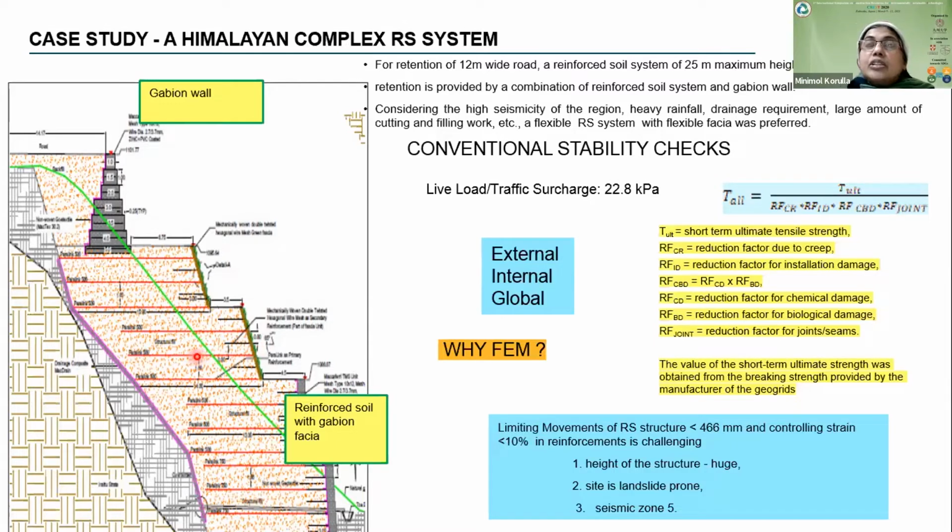So this structure, one of the main features which is making it more prone to movement is its geometry itself. It is a 25-meter high structure, and this is in an extremely complex environment. It is in a Himalayan condition where a lot of subsurface flows are there. Geological condition is complex. Then the seismicity is between zone 4 and zone 5.